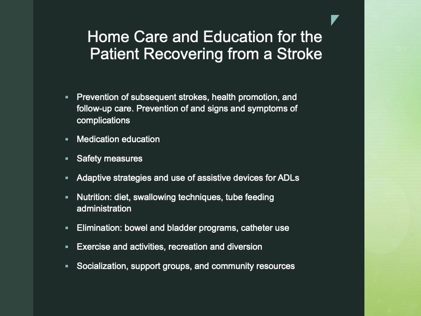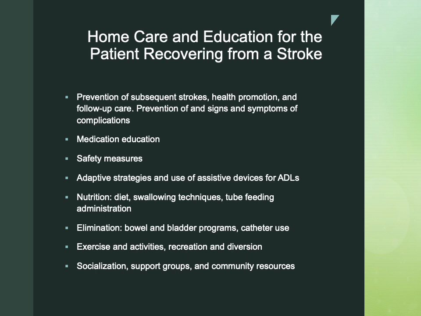Home care education for the client. So they may have all kinds of referrals to all kinds of therapies. So thinking about that too, we've learned about speech, occupational, physical. They may be going to an extended care facility for rehab. But home care education, we're going to try to prevent subsequent strokes. Definitely health promotion, follow-up care. Again, look at those modifiable risk factors. Is there anything that we can change?